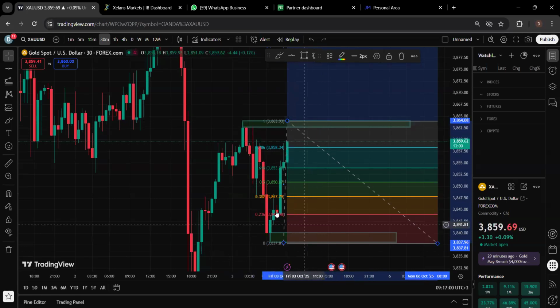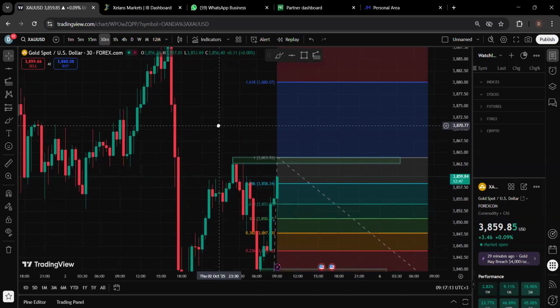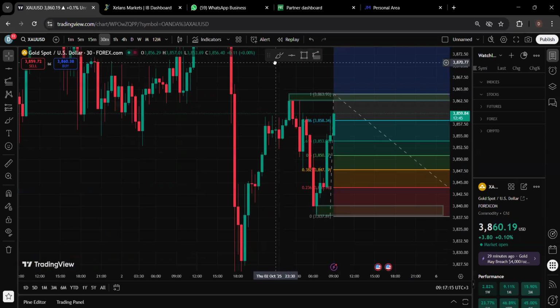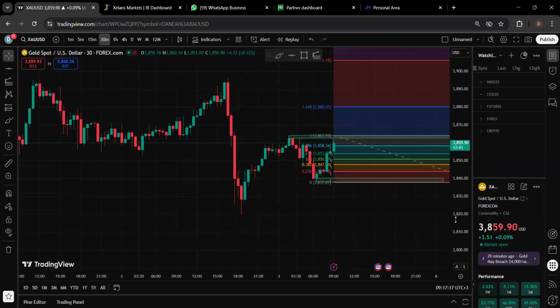So these are the areas we might expect the reversals and the rejections. And you can see how the market behaves within those regions. That's how you can easily identify your support and resistance, and that's how you can easily draw the fib. I don't know if we are together.